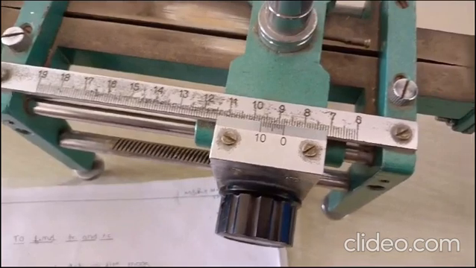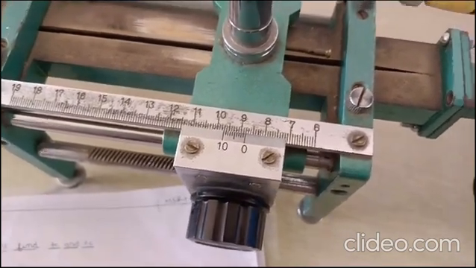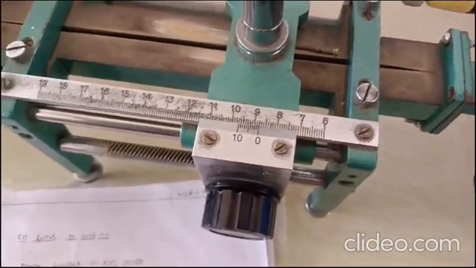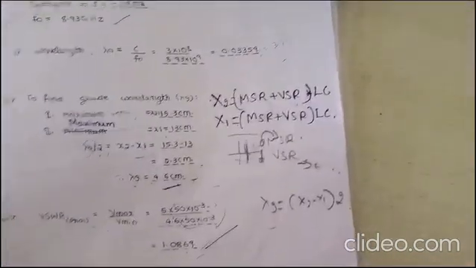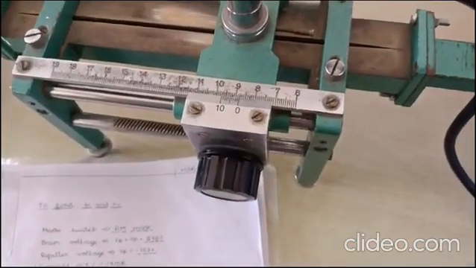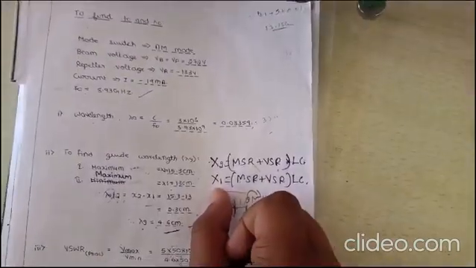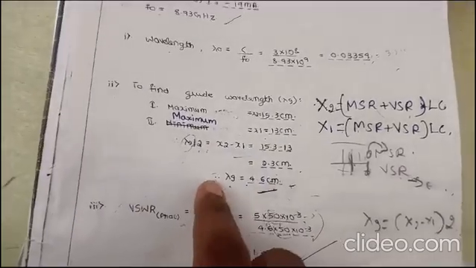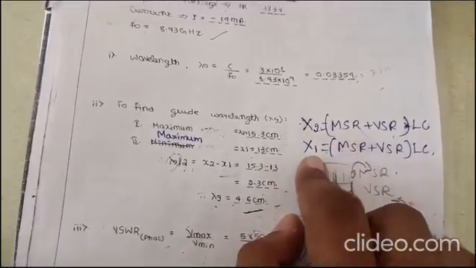You get a similar value for X1 also: MSR plus VSR multiplied by LC. Same formula for X1 also. Then here you got some different value. Then note down those values to find out X1. By substituting those values, you get X2 and X1.